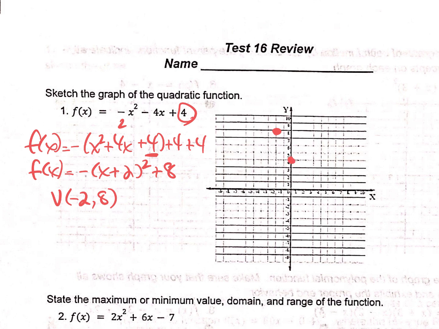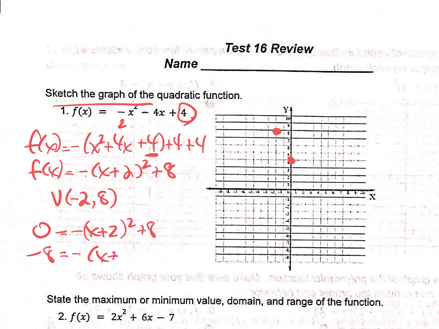The x-intercept, to find the x-intercept, you've got to solve that equation right there. Actually, it doesn't really say you have to do that, but let's go ahead and do it anyway, just because it's so much fun to do. So I have negative x plus 2 squared plus 8. Move that 8 over first, make it negative 8.